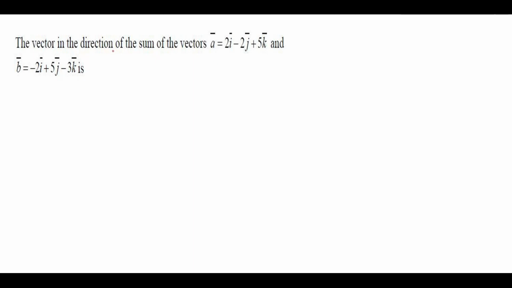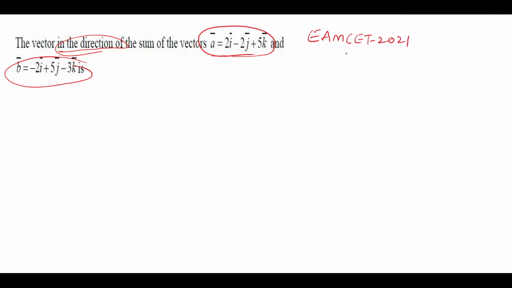The vector in the direction of the sum of the vectors a bar and b bar is dash. This is the EAMCET 2021 question, 4th August, shift 2 question.